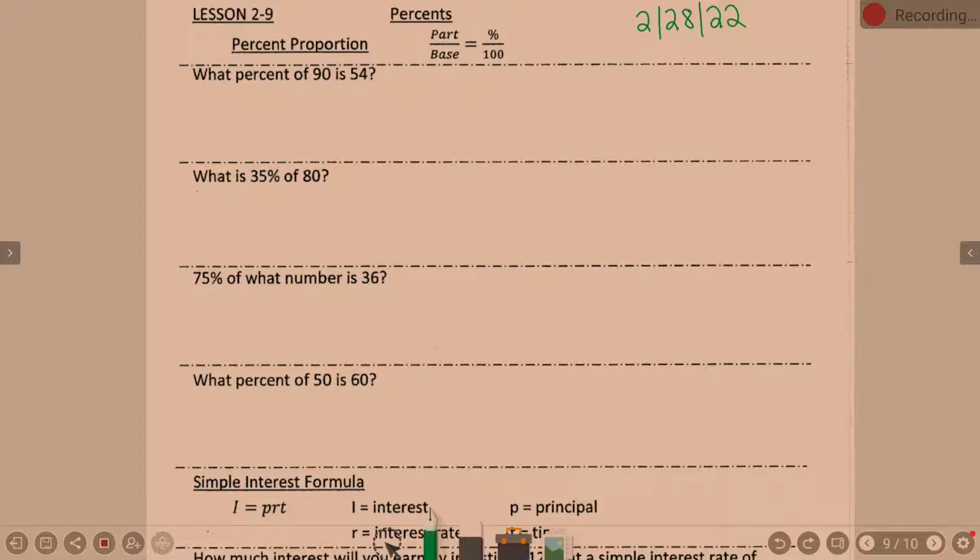Lesson 2.9 is percents. You know something about percents, right? Yes, you do. We know a little something about percents. So we're going to work with percents. We're solving percent problems today.